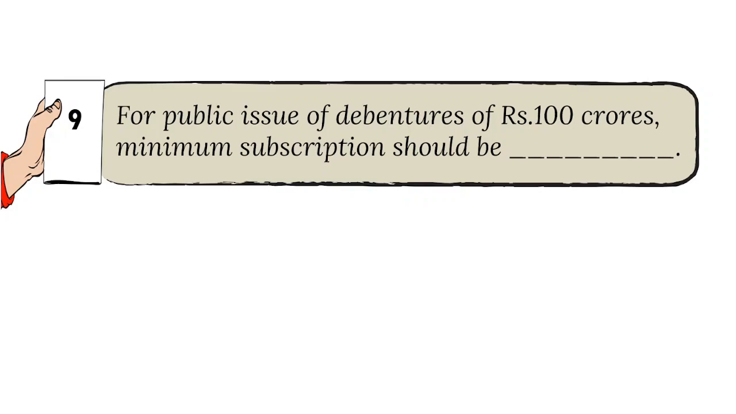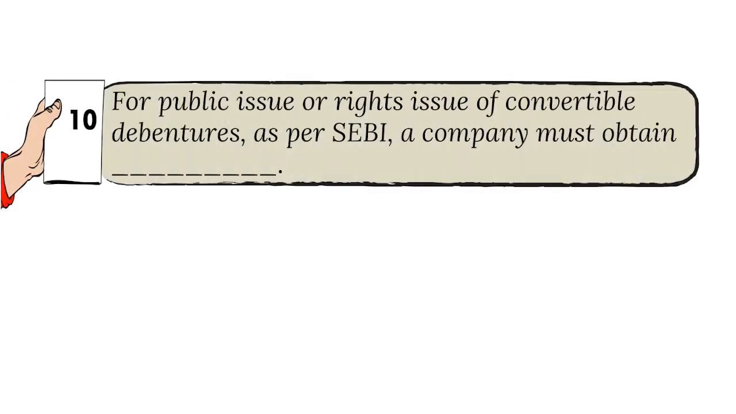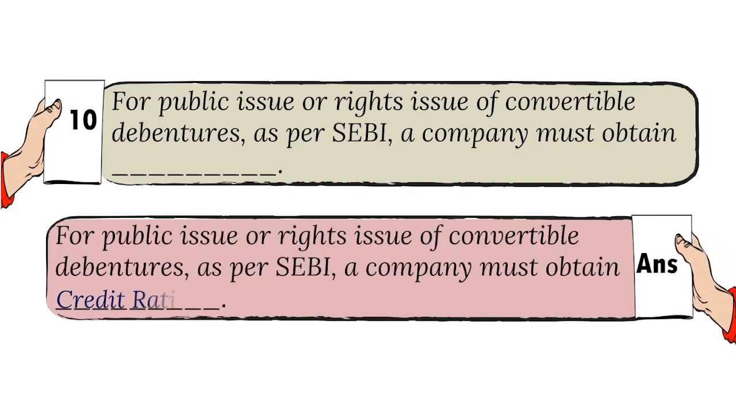9. For public issue of debentures of rupees 100 crores, minimum subscription should be dash. And the answer is 75% of the issue. 10. For public issue or rights issue of convertible debentures, as per SEBI, a company must obtain dash. And the answer is credit rating.